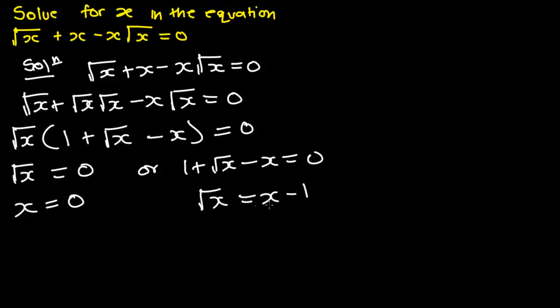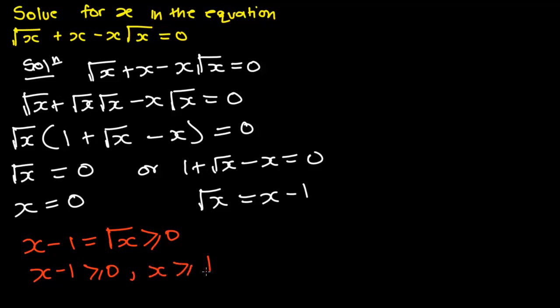Now from here, let's rewrite this equation as x minus 1 is equal to the square root of x. But from here, root x is defined when square root of x itself is greater than or equal to 0. So we can also say that x minus 1 is also greater than or equal to 0. So when we make x the subject, we are going to have x greater than or equal to 1. Now let's come back to this equation. So we have square root of x equal to x minus 1. So we are going to apply this condition over here.